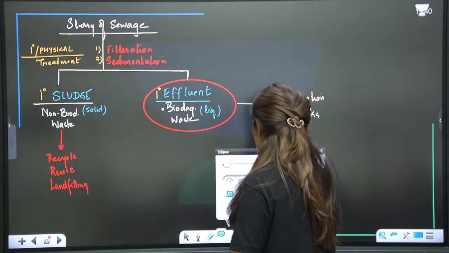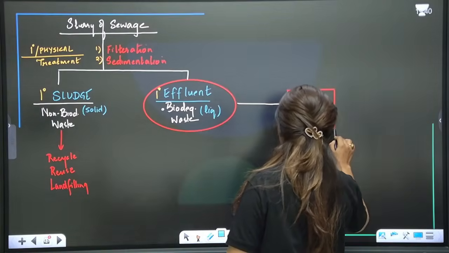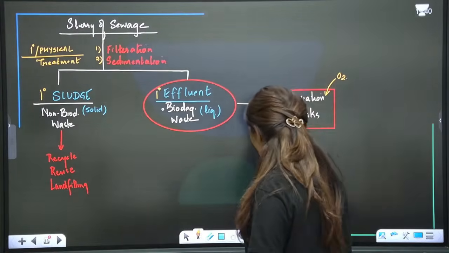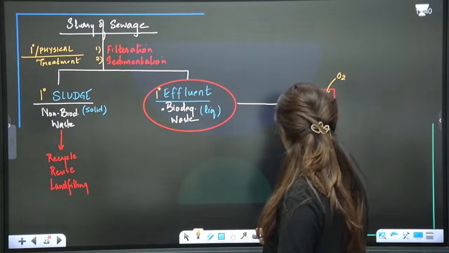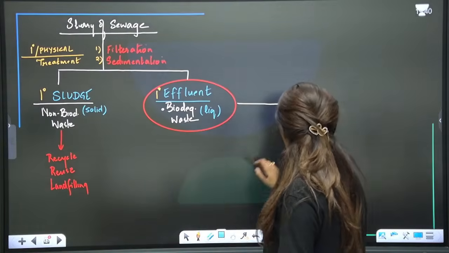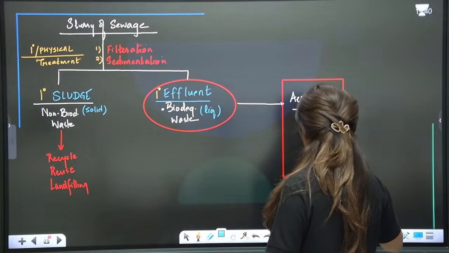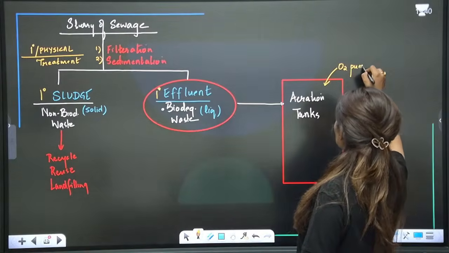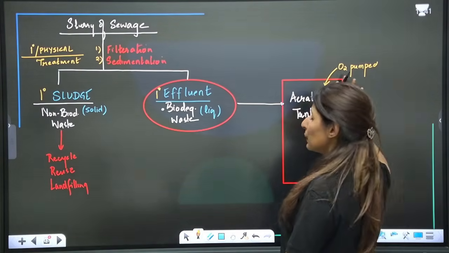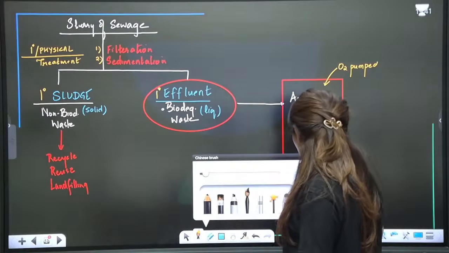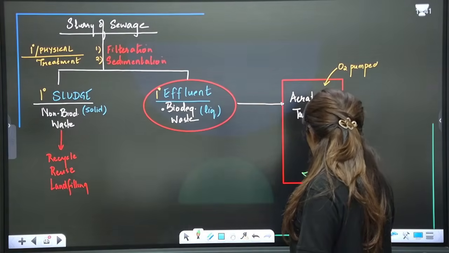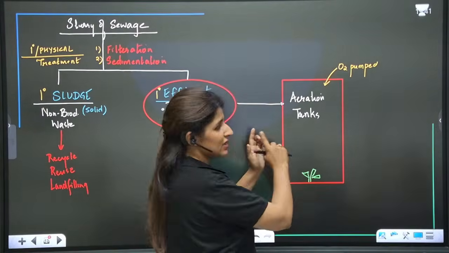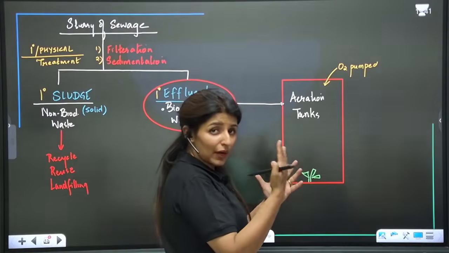Now the name itself suggests what's going to happen here. In aeration tanks, guys, there is oxygen pumped in. So in these aeration tanks, what's going to happen here? Oxygen is being pumped in. Now when this effluent will enter these aeration tanks, just imagine it like, let's say, a washing machine. So there is a propeller beneath it. When the water enters and oxygen is being pumped, right, what will happen?